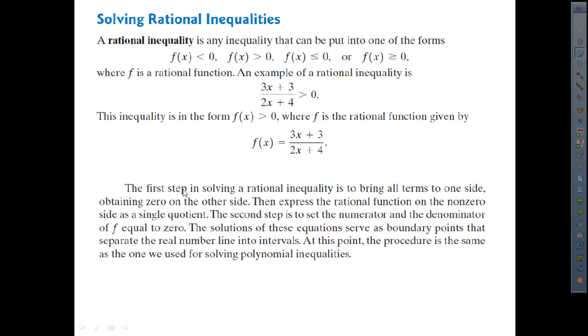Now, the first step in solving a rational inequality is to bring all the terms to one side, obtaining 0 on the other side. Then express the rational function on the non-zero side as a single quotient. The second step is to set the numerator and the denominator of f equal to 0. These solutions are going to serve as the boundary points. And then from there, it's just the same. Test and see if it works. If it works, you get a check mark for that interval. If it doesn't, you get an X for that interval.